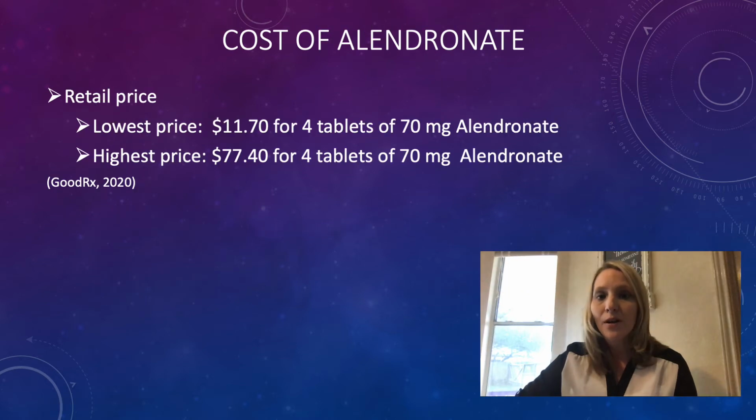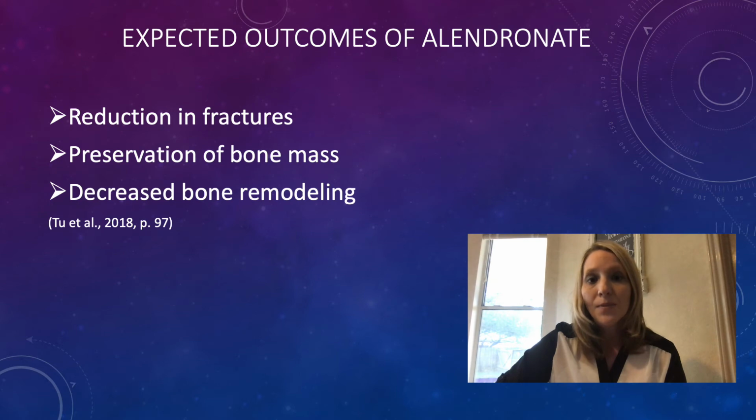Now let's briefly talk about the cost of alendronate. Retail price for alendronate usually starts out at about $11.70 for 70 milligrams of the medication, which is 4 tablets in 1 month supply. The highest price goes up to $77.40 for a month supply as well. Now let's talk about the expected outcomes of alendronate. You should see a reduction in fractures, preservation of bone mass, and decreased bone remodeling.